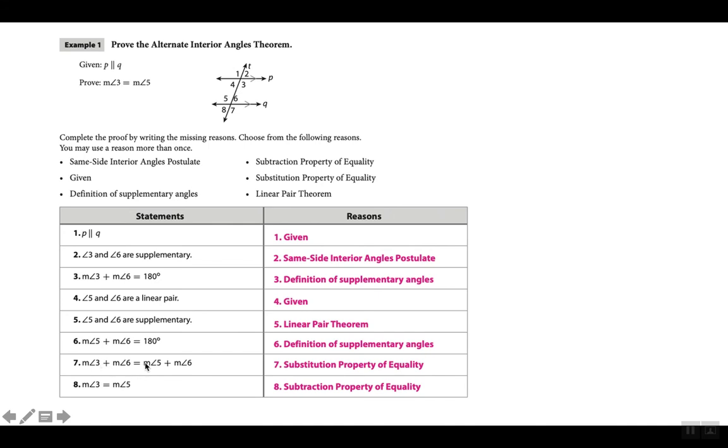Okay, now the last one, I want to point something out here. Quiero que se fijen algo aquí. Because I can see this coming up on tests and stuff.